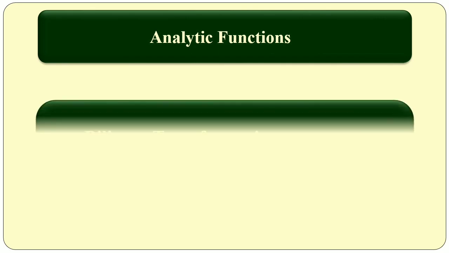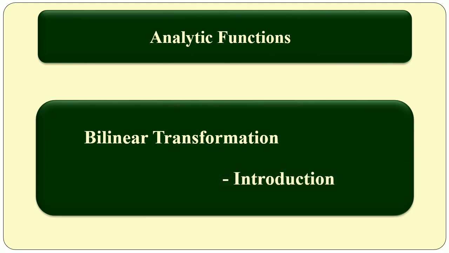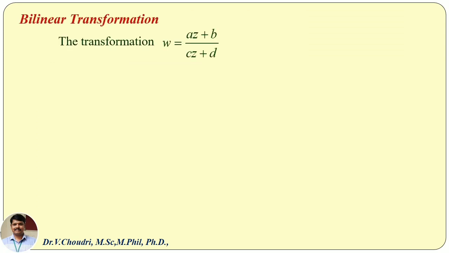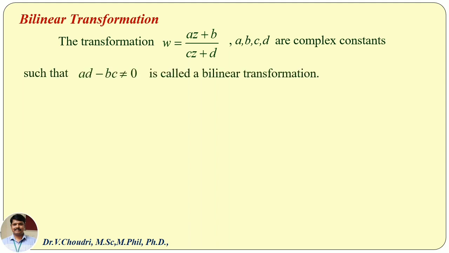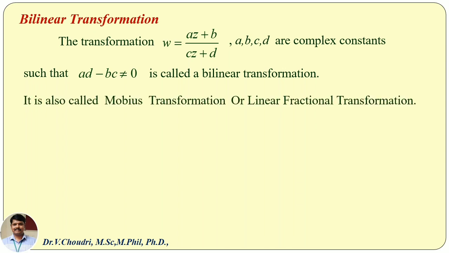In this video, I would like to explain what is bilinear transformation. Now we define bilinear transformation. The transformation W equal to (AZ plus B) divided by (CZ plus D), where A, B, C, D are complex constants such that AD minus BC not equal to 0. Then the transformation is called bilinear transformation. This transformation is also called Mobius transformation and linear fractional transformation.